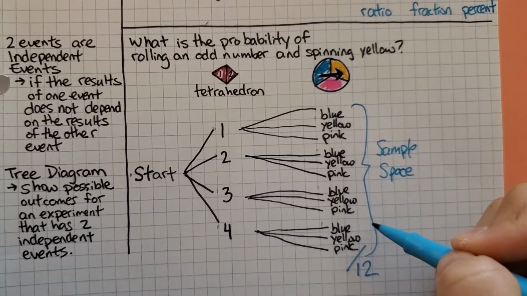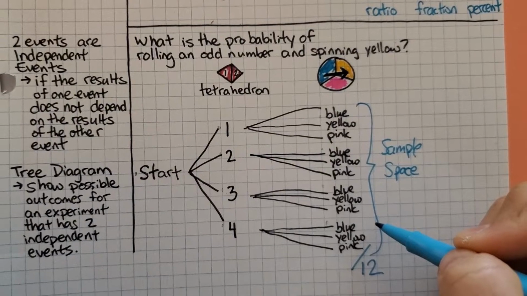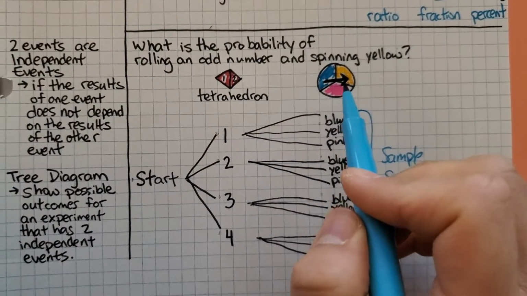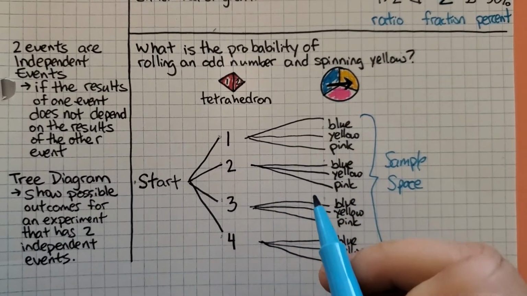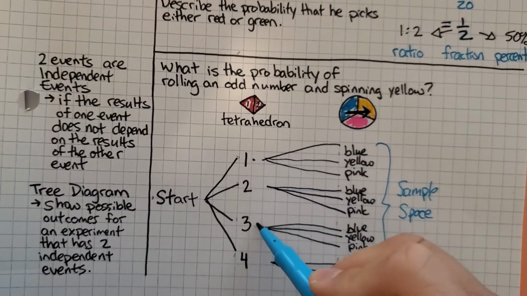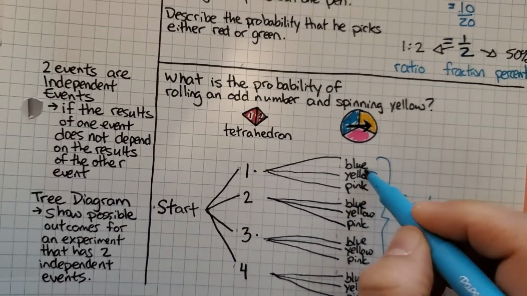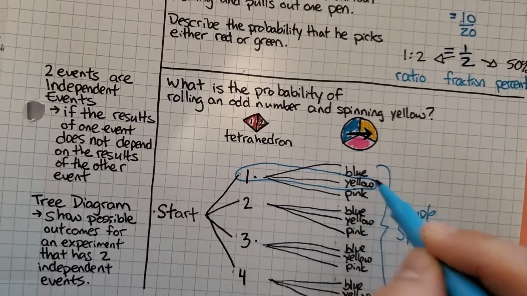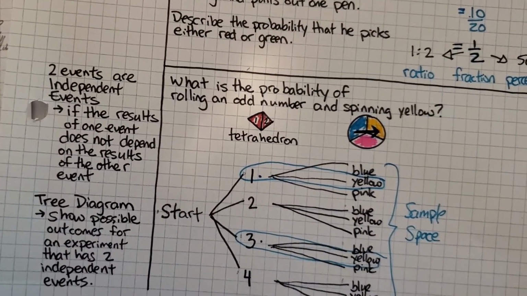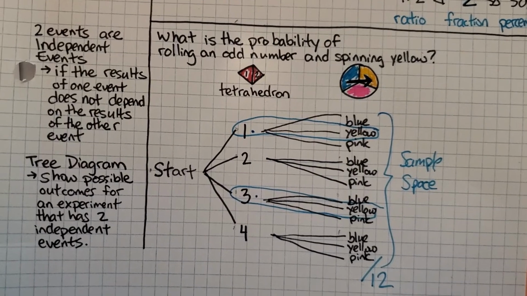Now, let's look at our desired outcomes, the wanted event. Well, we want to roll an odd number and spin yellow. So I like to circle or highlight the desired outcomes. So odd is here and odd is here. Odd and yellow. Right there. Odd and yellow. Right there. So it's only 2 outcomes.